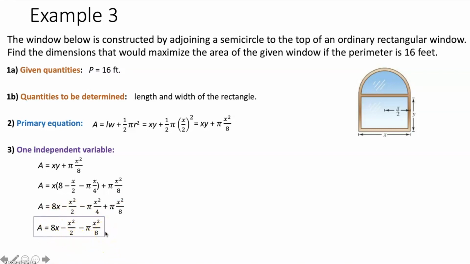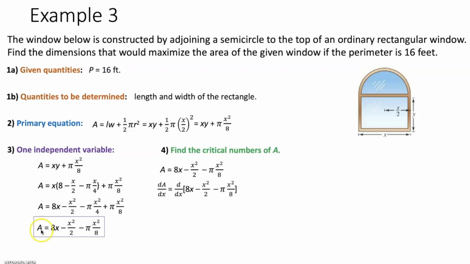So I can then move on to the next step, which is to find the critical numbers of my area formula. To find the critical numbers, I take the derivative of my area formula and set it equal to 0 and solve for x. So let's take the derivative here. Here, the derivative of 8x, the 8 hops out front.